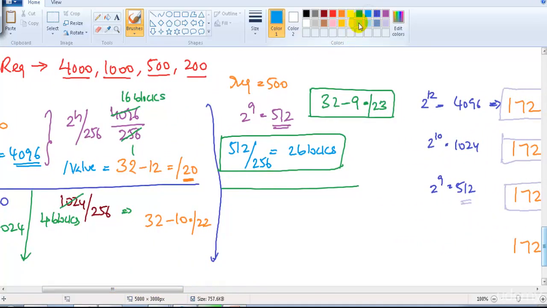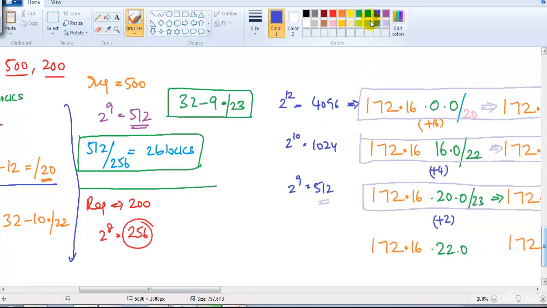And the last requirement is how much? The last requirement is just 200 hosts. 200 means 2 to the power of 8. 256 is the possible size which I can divide. So 2 to the power of 8 is 256, which means I need only 1 block. And the subnet mask will be from 32. If I subtract 8, it's going to be /24.